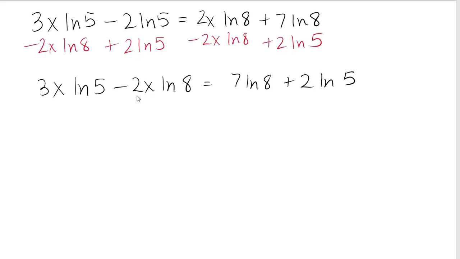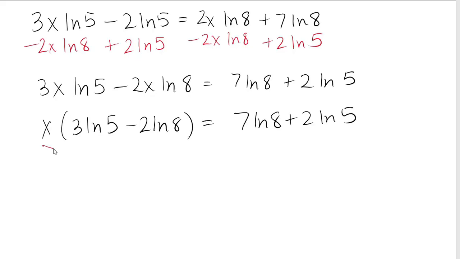Remember, our goal is to solve for x, so I'm going to factor out an x. This is 3 times the natural log of 5 minus 2 times the natural log of 8. And now you just divide by everything that is with the x. Divide by 3 natural log of 5 minus 2 natural log of 8.